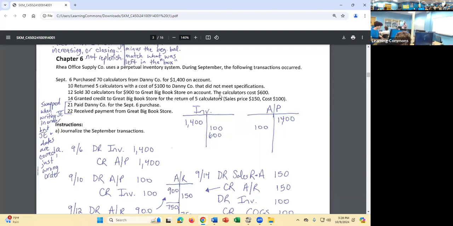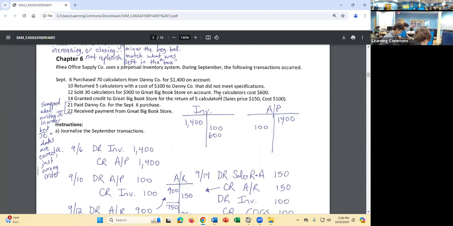And where is that going? Accounts receivable. Because do they owe us that money anymore? No. So we can take 150 off here. And we're left with 750 in accounts receivable. That's how much they owe us. So that took off the sale.